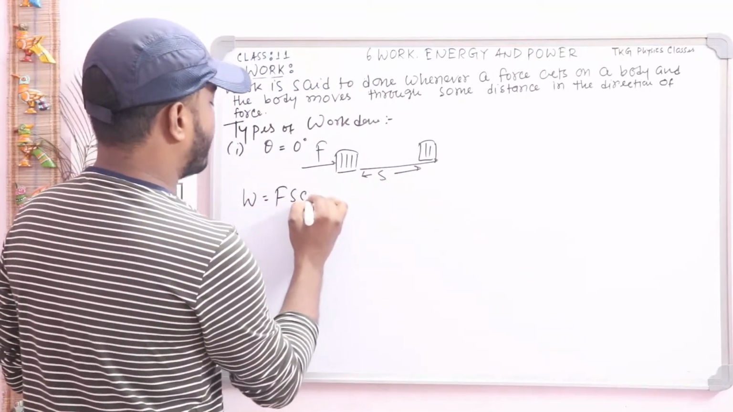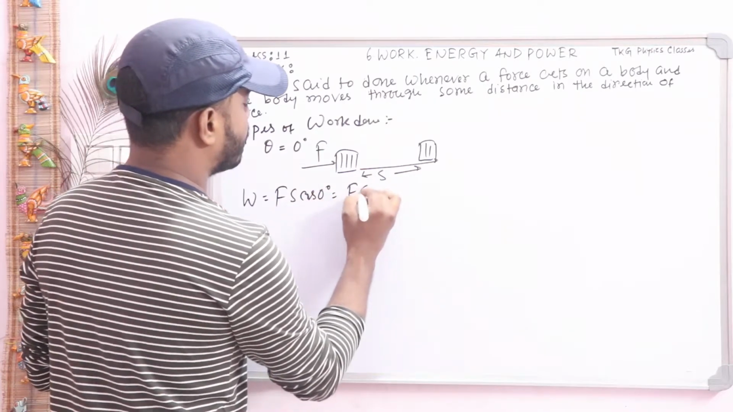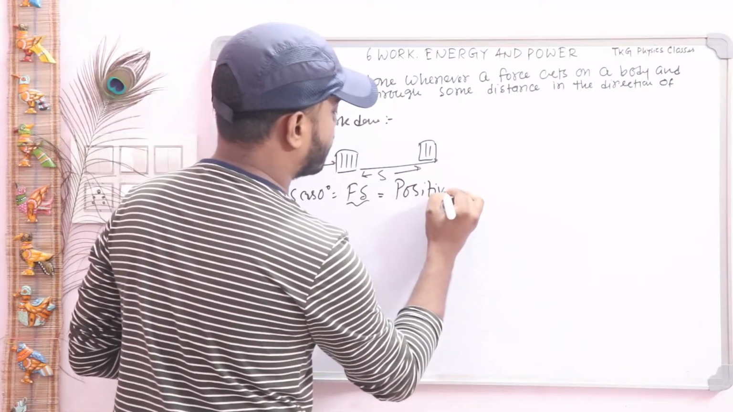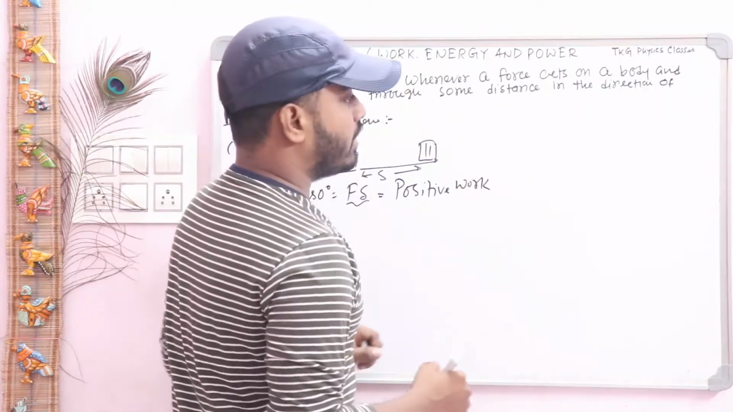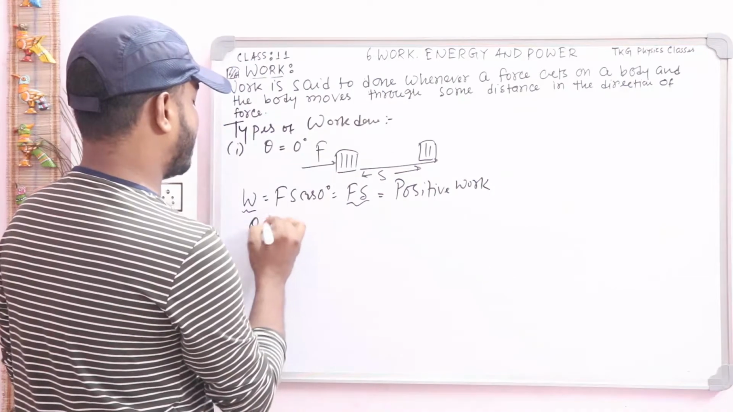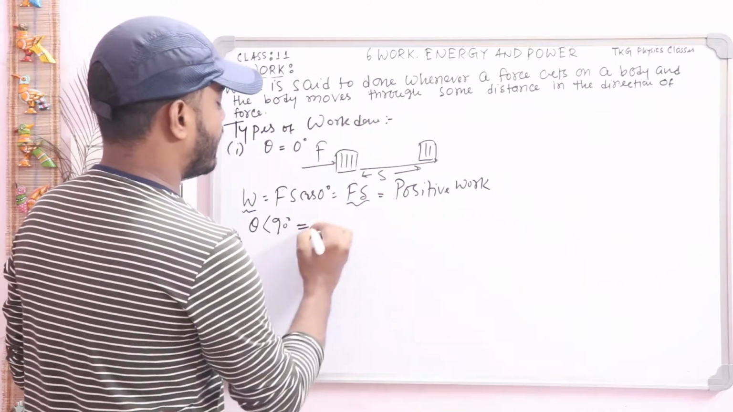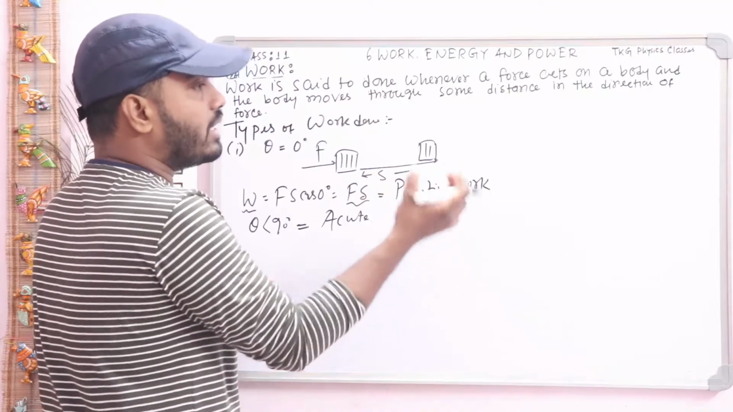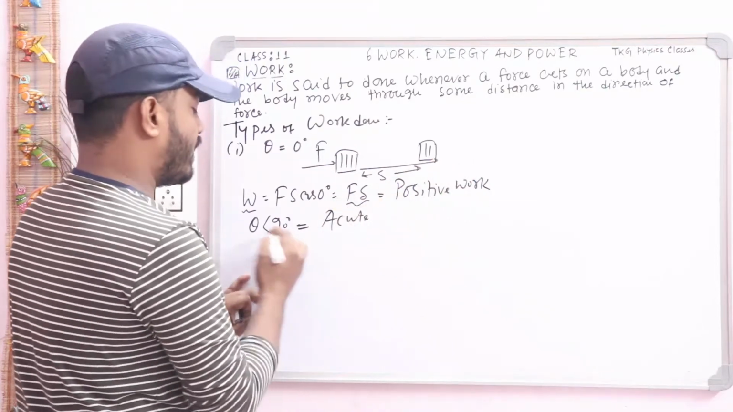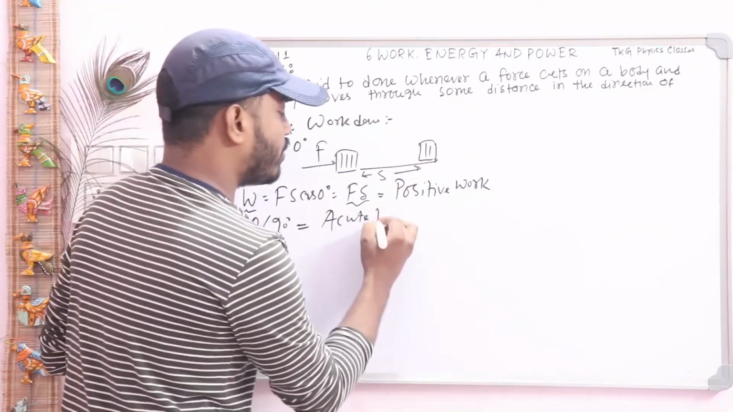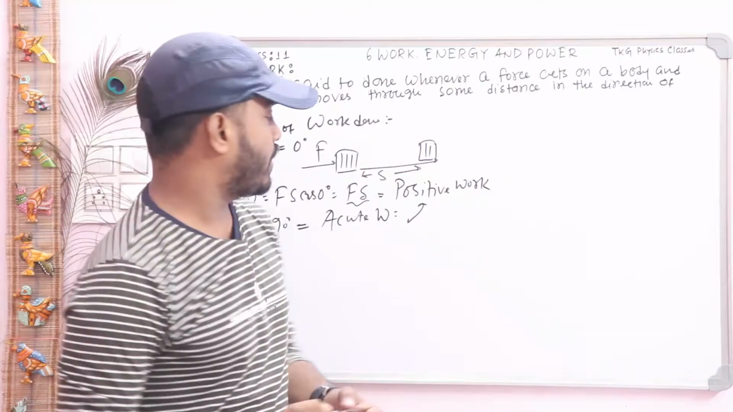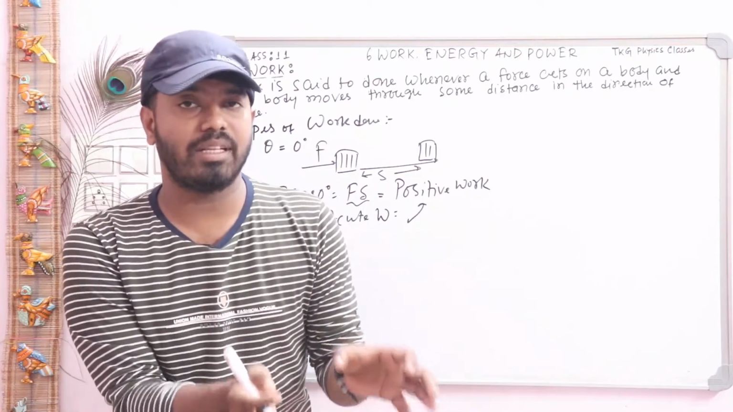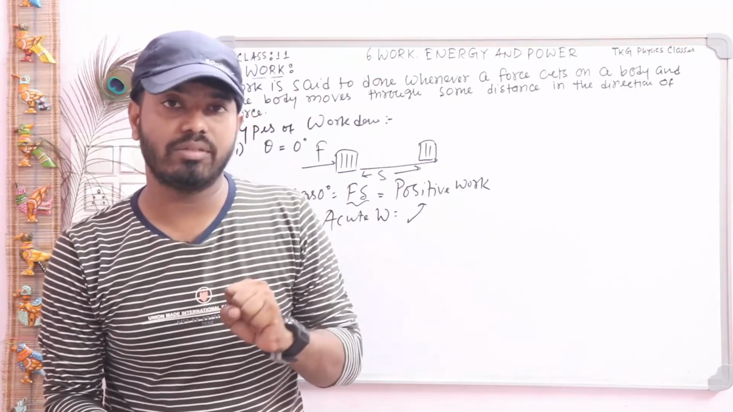So W will be Fs cos 0, and the value of cos 0 is 1. So work done W equal to F into S. This work done is known as positive work. This is named as positive work. You can write this also: if theta is less than 90 degree, that is an acute angle, and less than 90 degree means cos is positive, since cos 90 is 0. So when the angle is less than 90 degree, in that condition work done W will be positive also. So when theta is acute, the amount of work done is positive, and this happens because the force is along the direction of displacement.